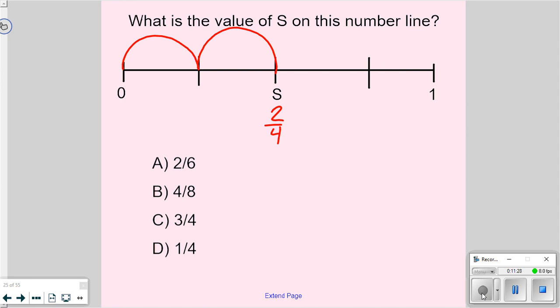Find something that maybe doesn't look the same, Zach, get out of your desk, but has that same value. Underneath your number line, I want you to write 2/4 is equal to, has the same value as, John, we're writing 4/8.